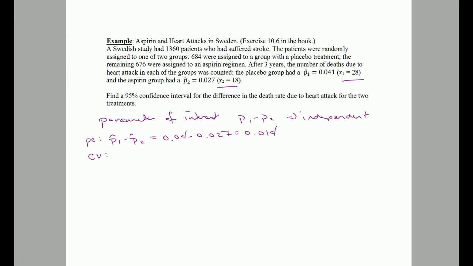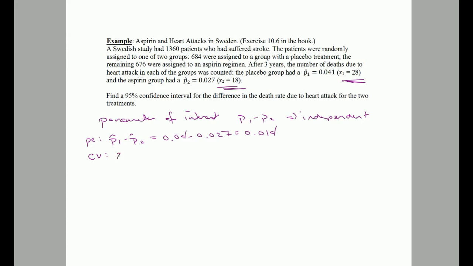Now, for the critical value, because again we're estimating proportions, we need at least 10 successes and at least 10 failures in each sample. Now we have 28 successes in sample 1, and with 684 people in sample 1, we can be sure that we have more than 10 failures as well. We also have 18 successes in sample 2, and with 676 people in sample 2, we can be sure that we have more than 10 failures in sample 2. So we've satisfied the sample size requirement, the success failure requirement in each group to be able to use the standard normal distribution, so we can get our Z-score.